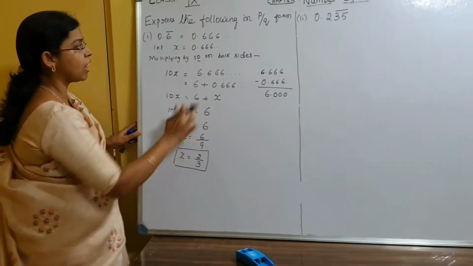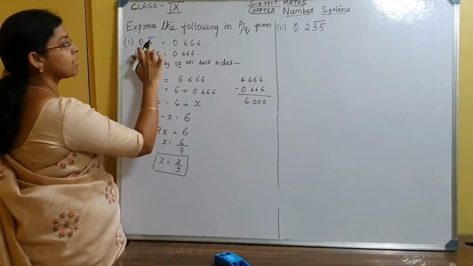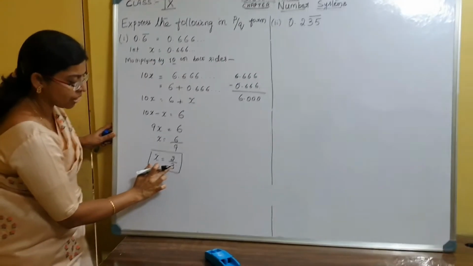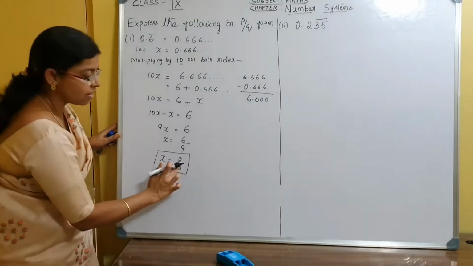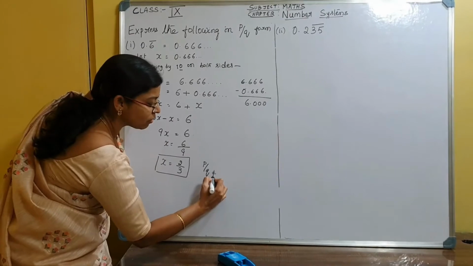So what was the x value before? When we started it was 0.66..., that is 0.6 bar. Now we have got the x value as 2 by 3, which is nothing but p by q form, where q is not equal to 0.